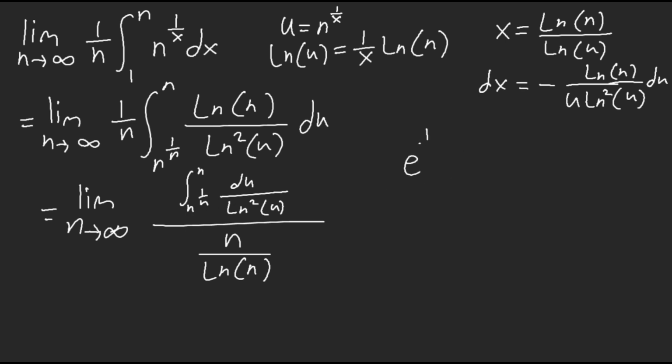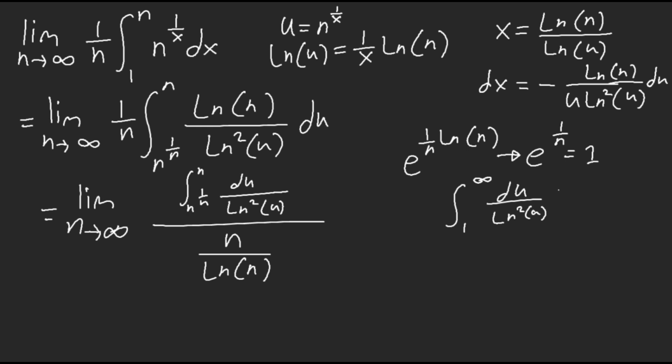We could go ahead and write it from a different perspective, right? Is this infinity? Well, ln of n over n, if we do L'Hopital's rule, this is going to be 1 over n. So this is e to the 0, so this is going to equal 1. Okay, so we have the integral from 1 to infinity of du over ln squared of u. Is this equal to infinity?